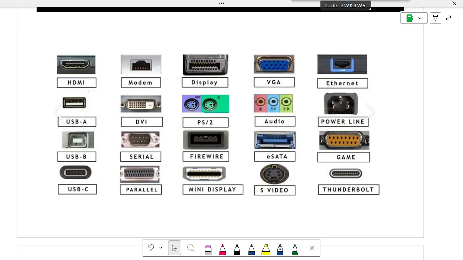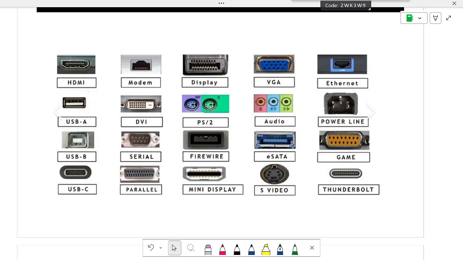HDMI, what type of data is sent on HDMI? Does anyone know? HDMI, this port, what kind of data is sent? Yeah, it's high definition media something. It's used for the TV, for video. Okay?